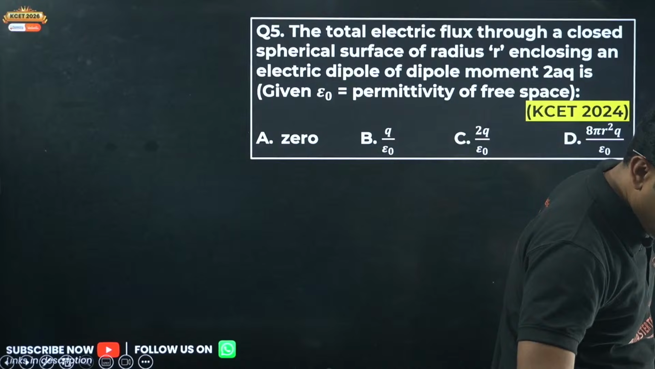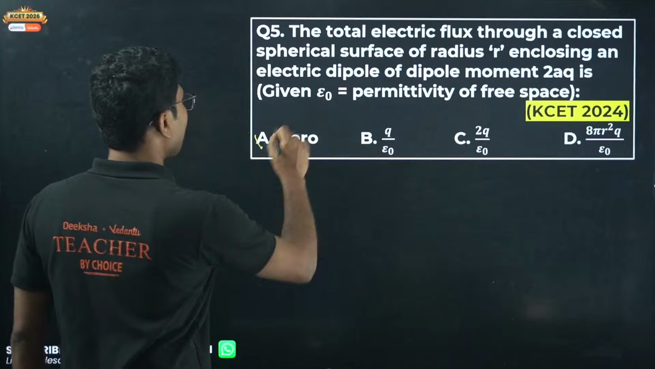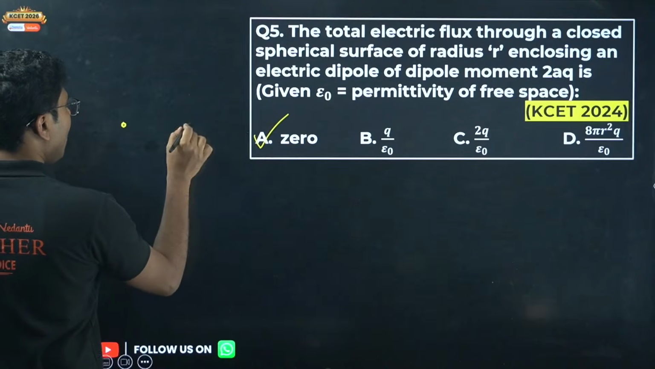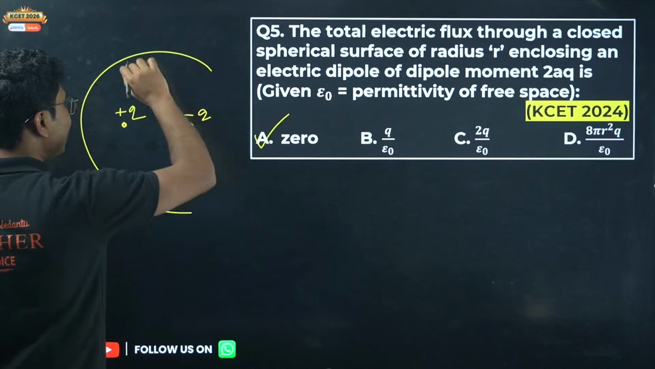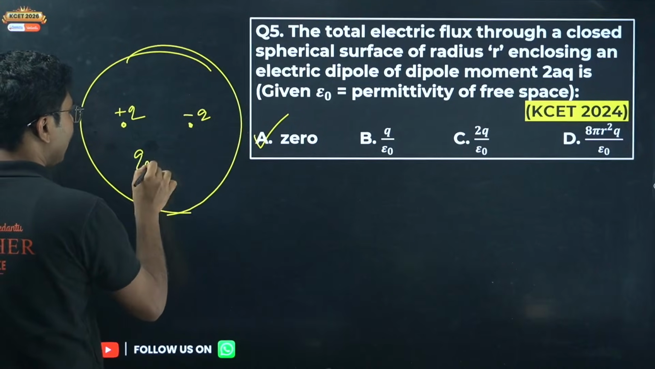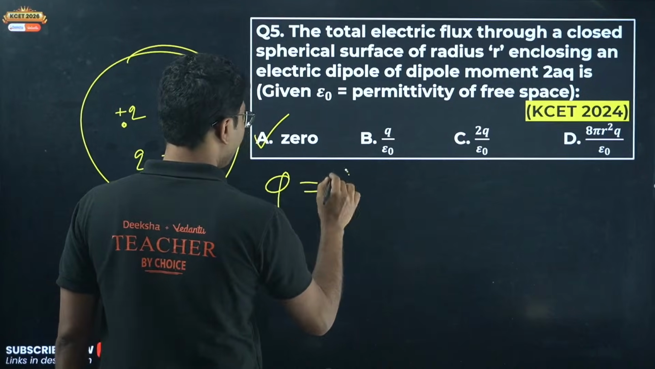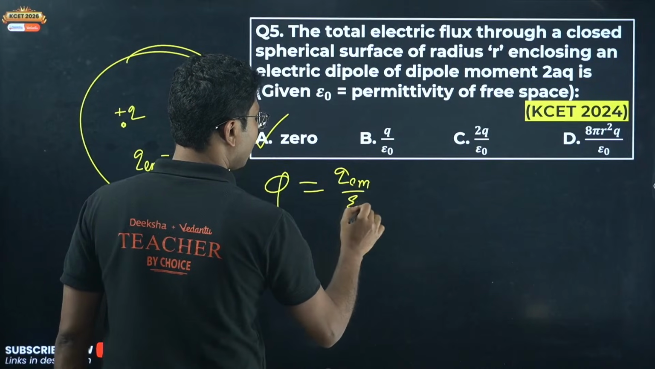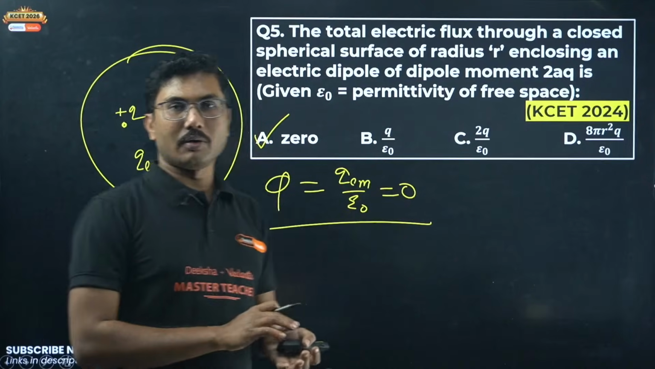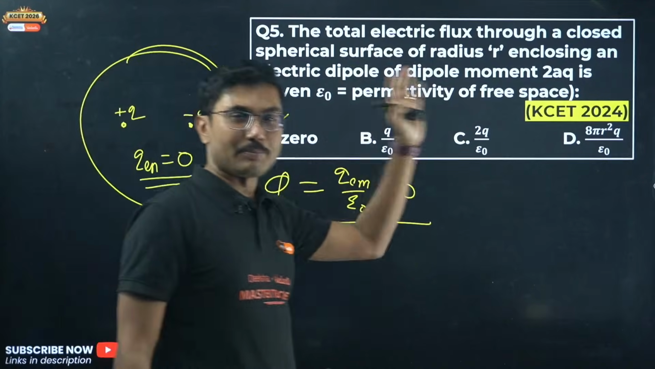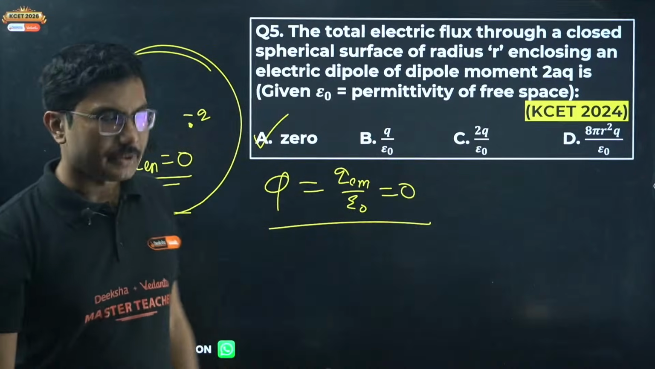Question number 5. Option A, yes, correct answer. Because now in this case, we have both plus and minus charges included inside the sphere, so the net charge, or q enclosed, here is 0. So q enclosed 0 means flux, which is q enclosed by epsilon naught, is 0. It does not matter whether it is a dipole or 2 separate charges, as long as the charge enclosed is 0, electric flux will also be 0.